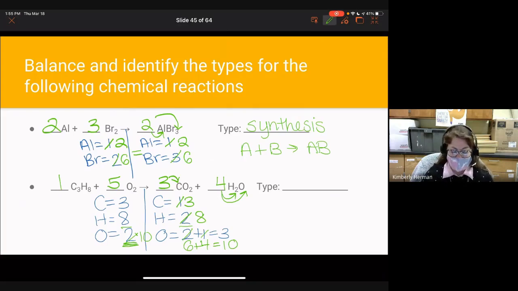And we're actually going to see that this is a special type. We always have the same two products for this type, and I hope you knew that it was a combustion reaction. And we're going to see that it has that hydrocarbon, has the fuel, and then CO2 and water as its products.